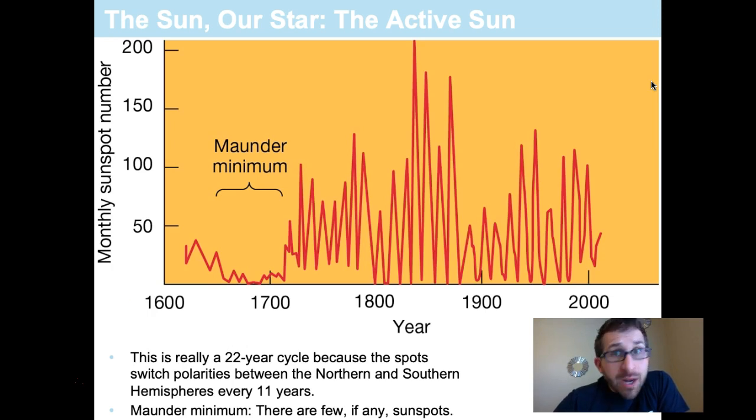Now, the Maunder minimum is a very important time period, and it's associated with something called the Little Ice Age. During this time, the Earth actually got a lot cooler than it normally would, and this is, we believe, as a result of solar activity. So this is one way in which the sun actually can affect climate.